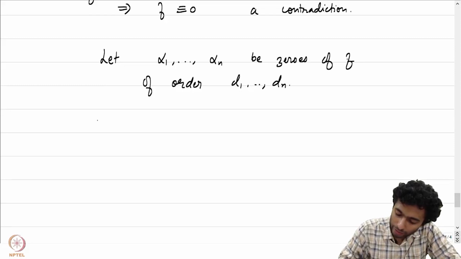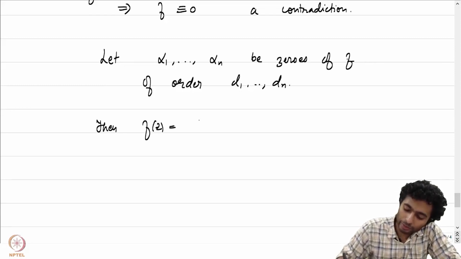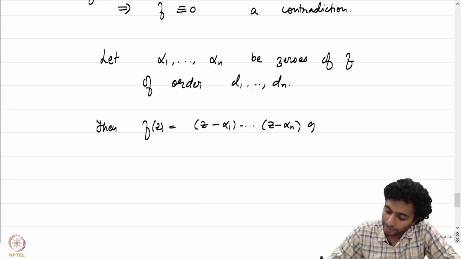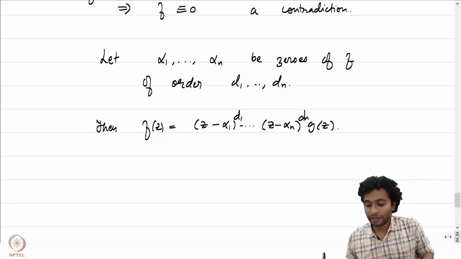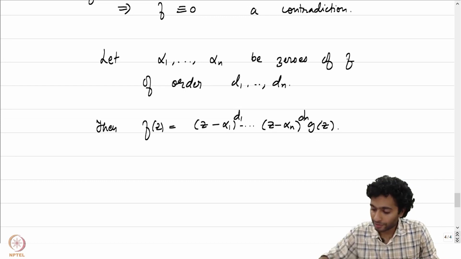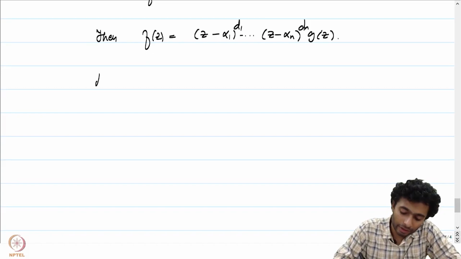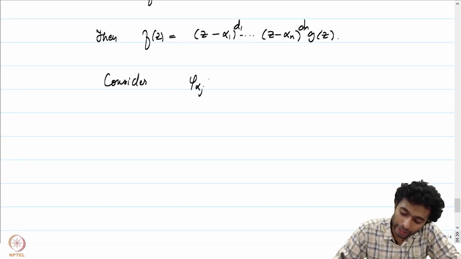So, in particular, what can we say? Then we can say that f of z is equal to (z minus alpha 1) to the power d1 up to (z minus alpha n) to the power dn times g of z, where g is a function defined on the unit disk which does not vanish. Alright, so let us now consider the following function, phi alpha j of z.